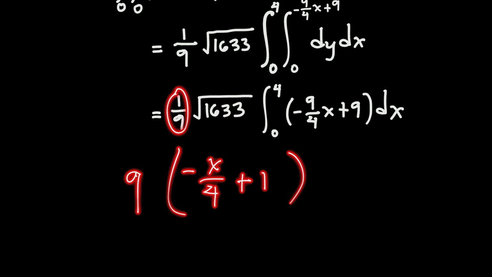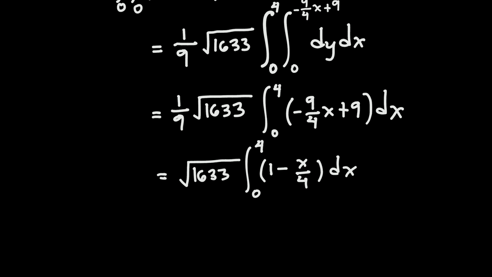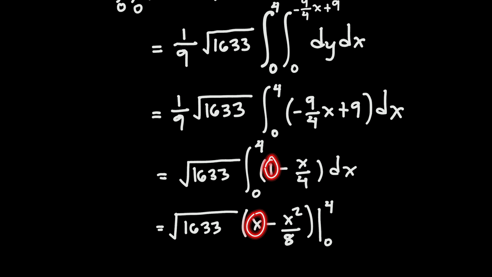Since we have 1 over 9 here, this one will cancel out. And we are left with negative x over 4 plus 1, or equivalently, 1 minus x over 4. The integral of 1 is equal to x. And the integral of this one is x squared over 2 times 4, so we have x squared over 8, evaluated from 0 to 4.